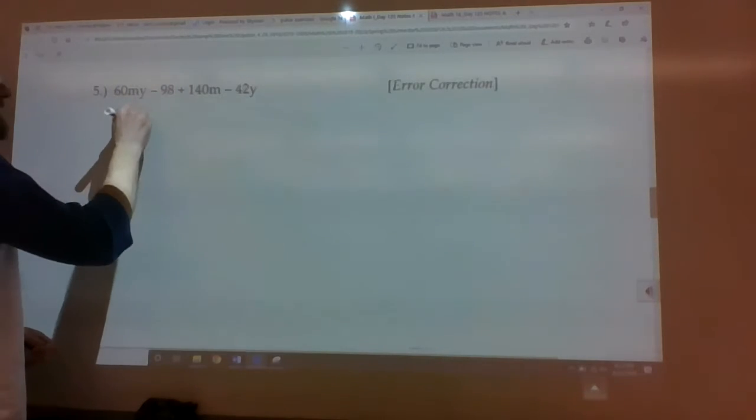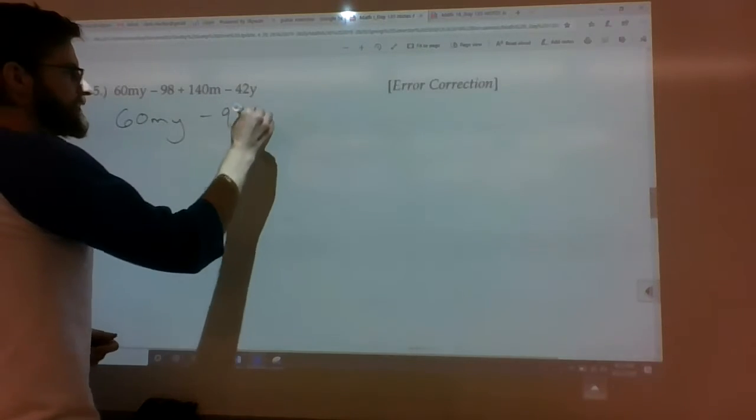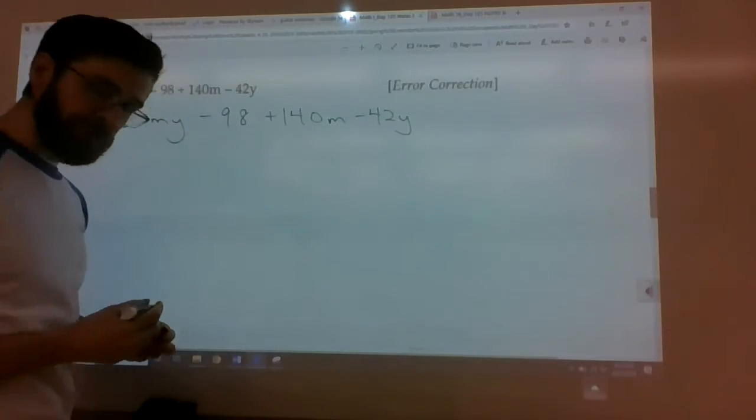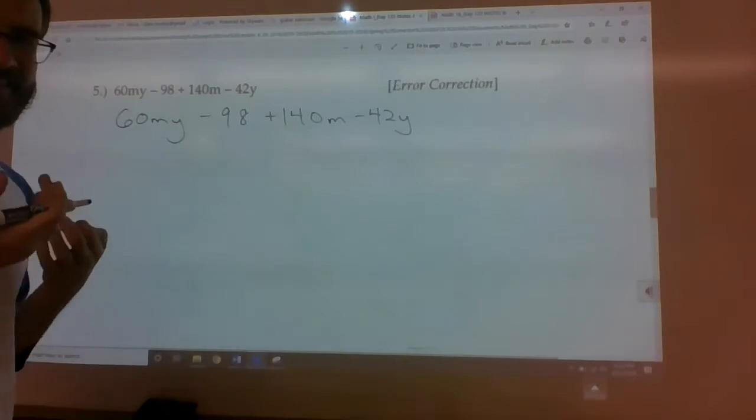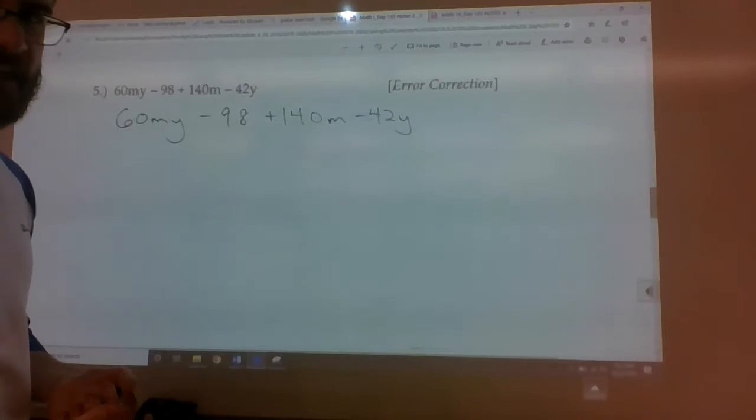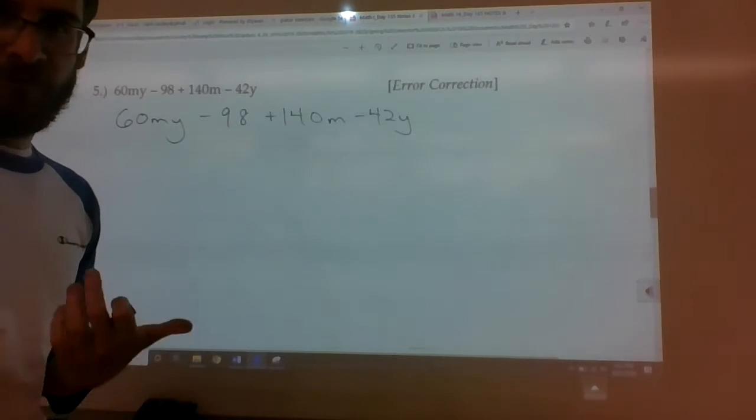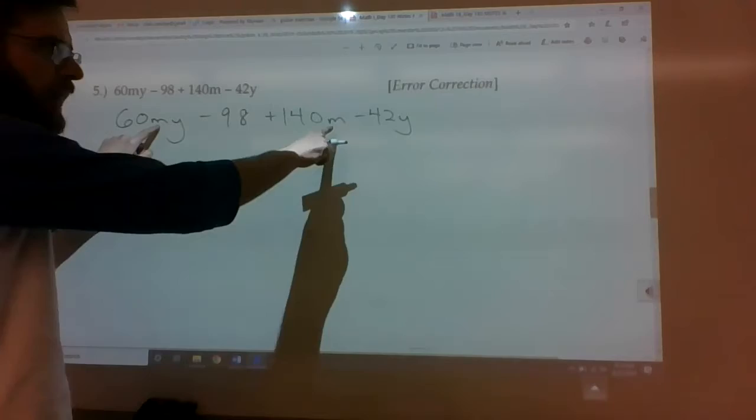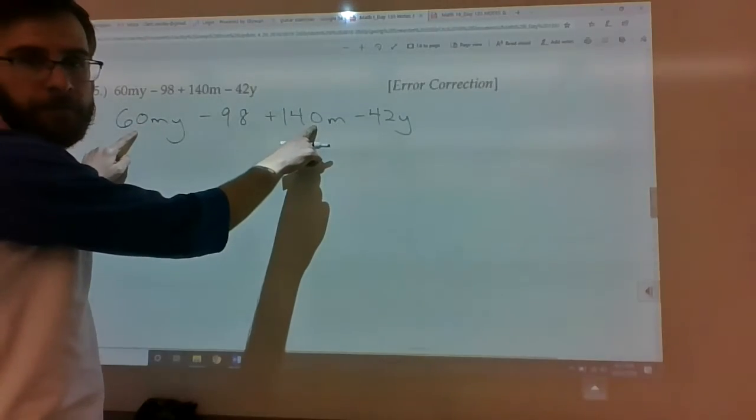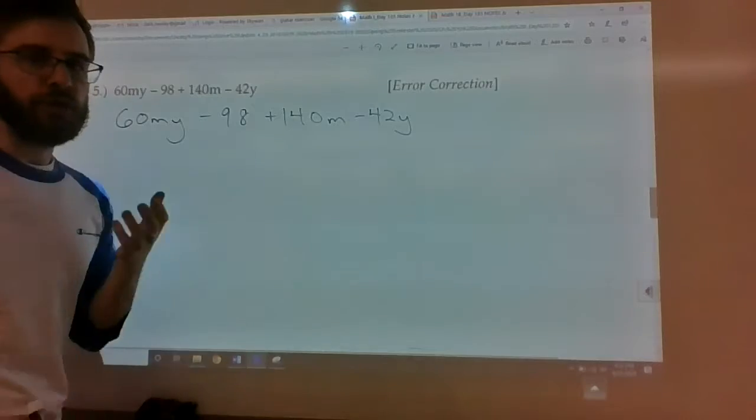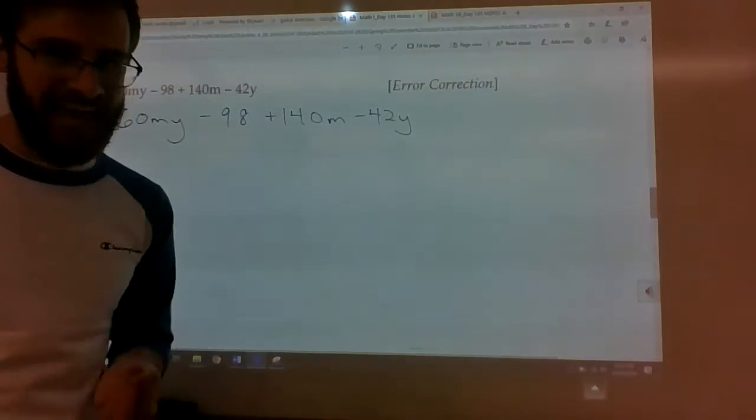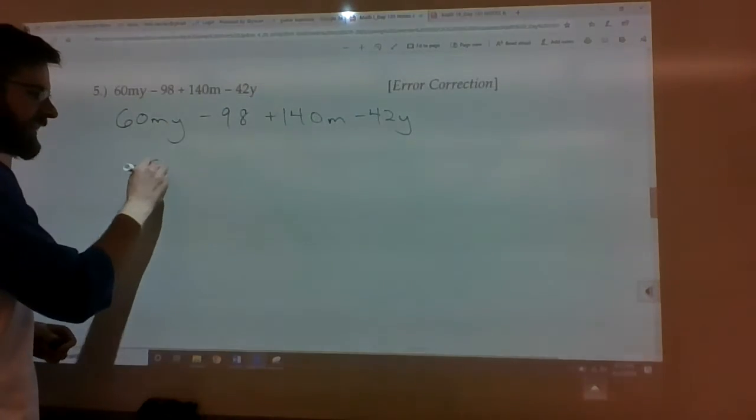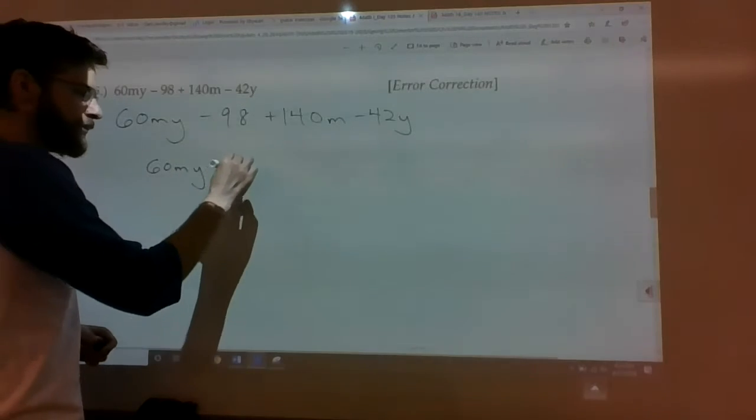So we've got 60my minus 98 plus 140m minus 42y. First question I should ask myself is, does rearranging these terms give me maybe a clear visual for how this thing's going to factor? The thing that jumps out to me right away is that I have two m terms that end in a 0. And if two terms end in a 0, we know that they share at least 10. So I'm going to rewrite it. I'm going to have 60my plus 140m.